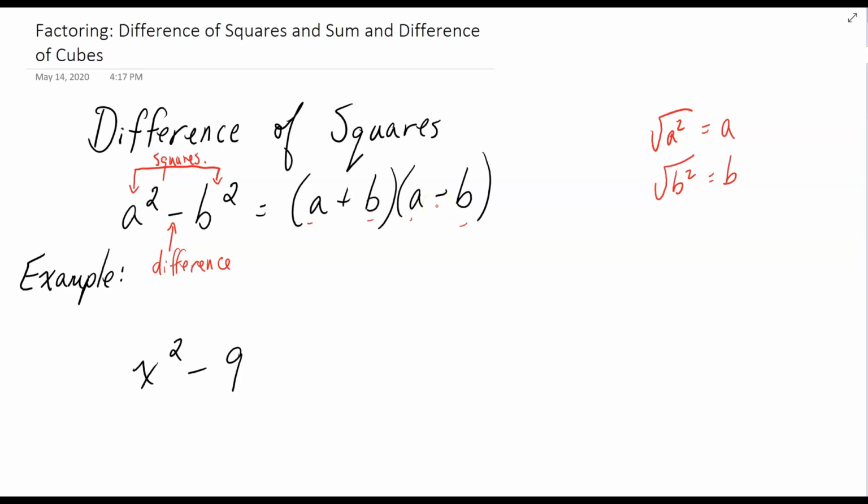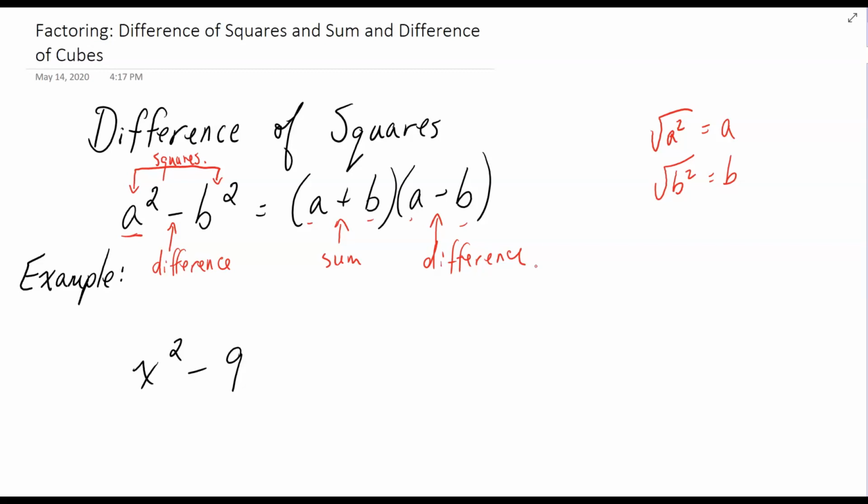And notice what we have here. We have this pattern that we have the square root of the first value, which is a, added to the square root of the second. So we have a sum. And in the second bracket, we have the square root of the first value, subtract the square root of the second value, so we have a difference. And that's a pattern that works every single time. So using this pattern just means recognizing where you see a difference of squares.